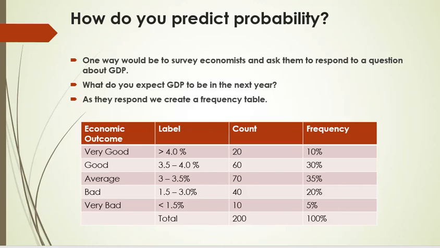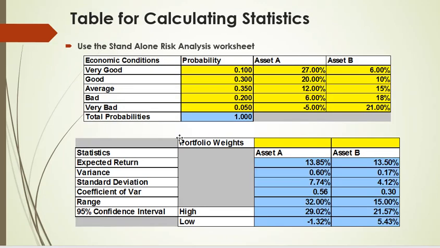So what we're going to do with this information now is put it into a worksheet. It's the standalone risk analysis worksheet. And again, here are the returns that we had in our example, and here are the probabilities that we just discussed. So now we can talk about the numbers. What's the average rate of return for these two assets?